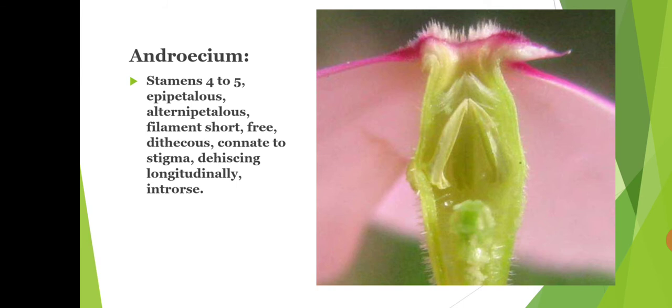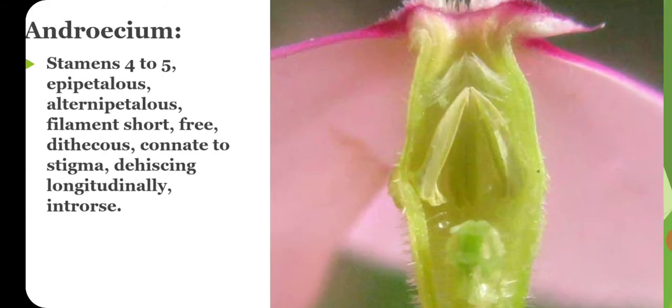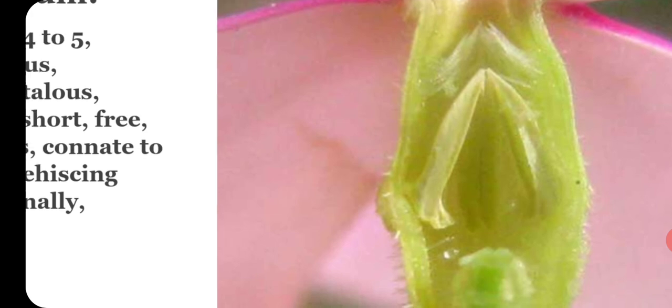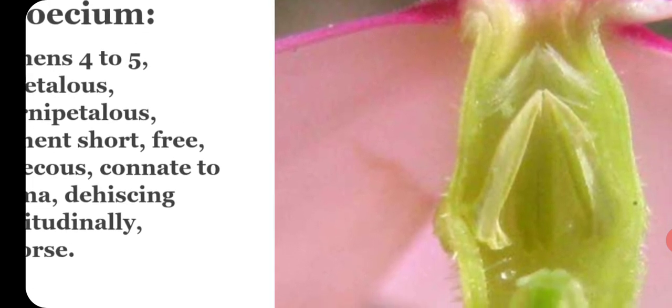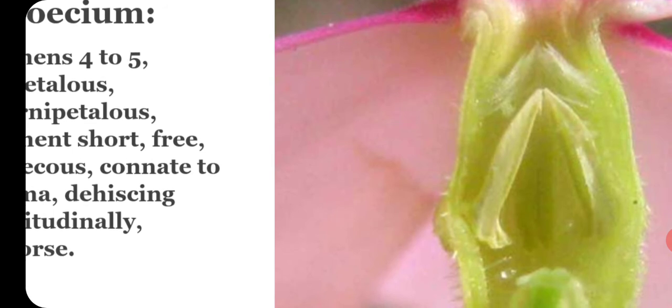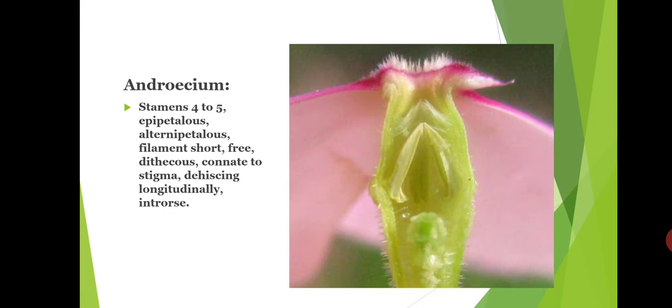And androecium, stamens 4 to 5. If it is tetramerous, then 4. Pentamerous, of course, it is 5. Then epipetalous. Here the stamens are there. See, 2 stamens, 3 stamens here we can see. And there also we can see that corona. And it is 3 are there. And of course, it is LS. So we can only see 3 stamens here.